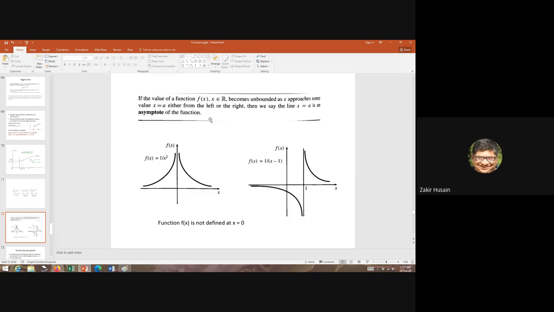In both cases, what is happening is that the function becomes unbounded or undefined as x approaches some value, x equal to a. Here, x is equal to 0. Here, x is equal to 1. Okay. In that case, the line x equal to a is the asymptote of the function. We say that a function asymptotically approaches a.